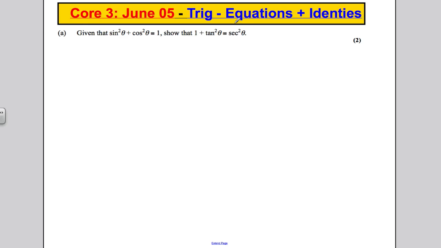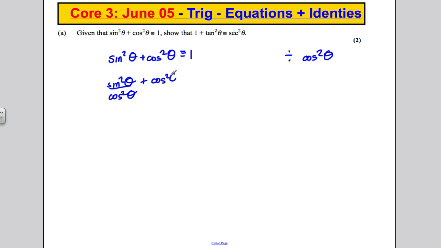Okay, so part A, same old stuff going on here. We see this quite a lot. Sine squared theta plus cos squared theta is identical to 1. If you divide everything through by cos squared theta, you get sine squared theta over cos squared theta plus cos squared theta over cos squared theta is identical to 1 over cos squared theta, which is tan squared theta by definition plus 1 is equal to sec squared theta, and we've got our 2 easy marks.